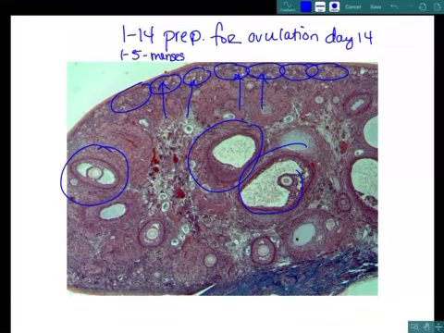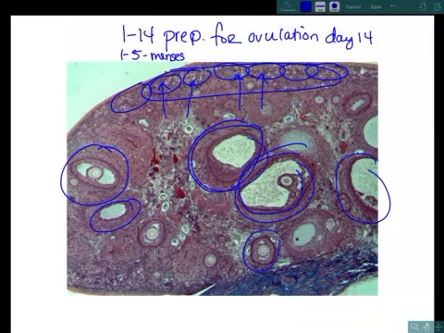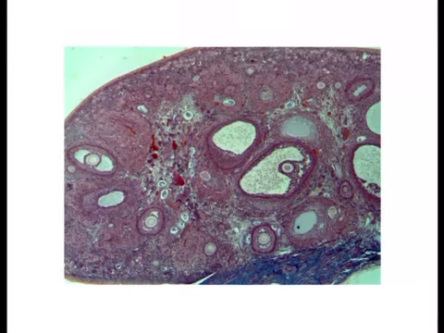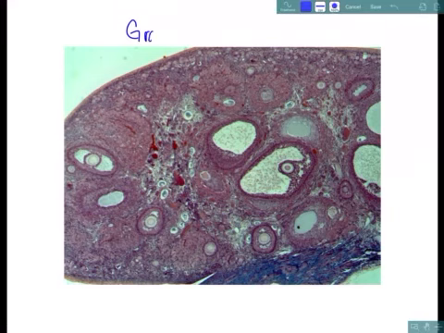All right, so day 1 through 5 is menses. Usually about day 3 is when you start selecting your oocytes. Then those follicles get bigger and bigger. When you get closer to ovulation, which is on day 14, the release of one of those eggs, we get to what's called a Graafian follicle. Graafian is named after the individual who discovered this follicle.